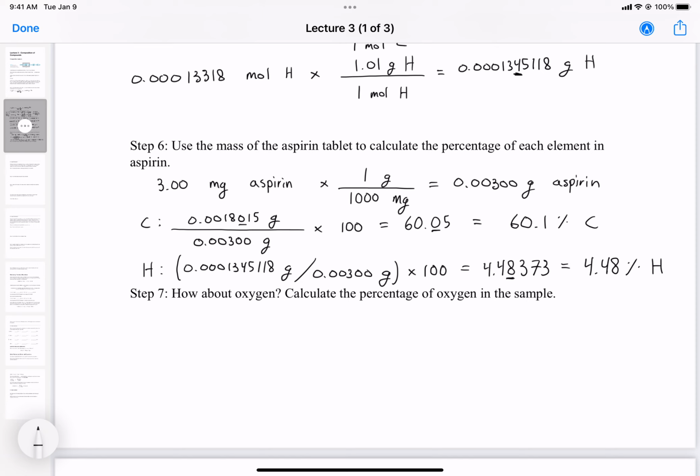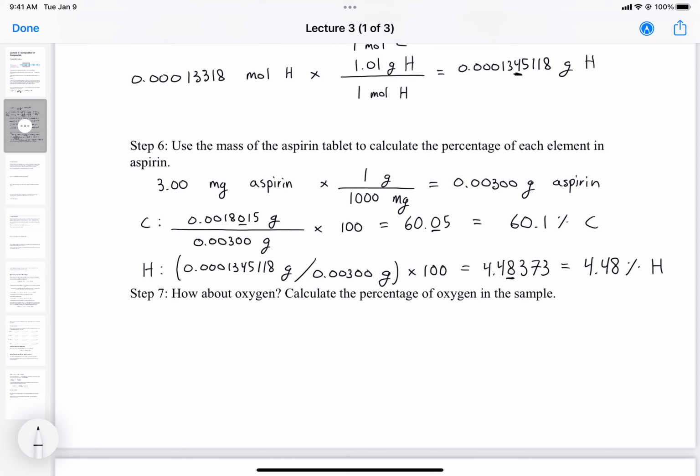Okay, so now let's figure out, we figured out carbon, hydrogen. What about oxygen? How does oxygen come into the mix? So the thing about oxygen, you can't calculate oxygen directly. You have to calculate it indirectly.